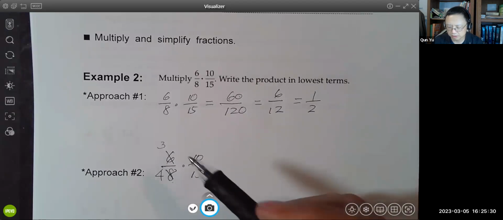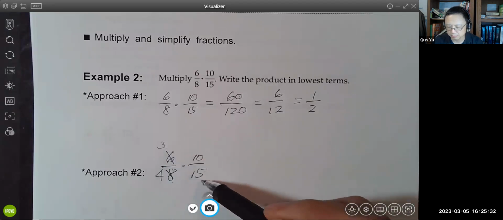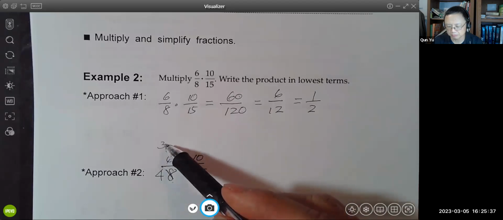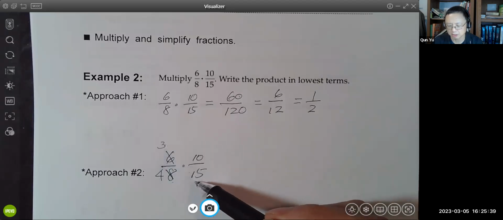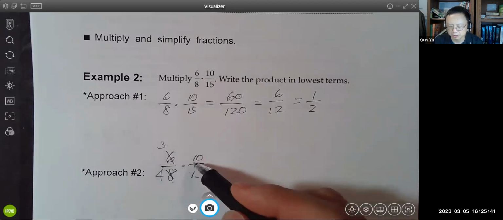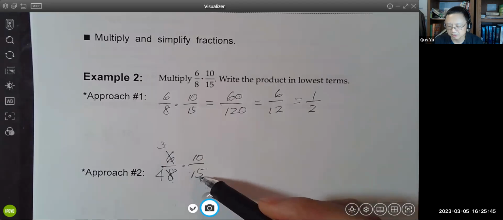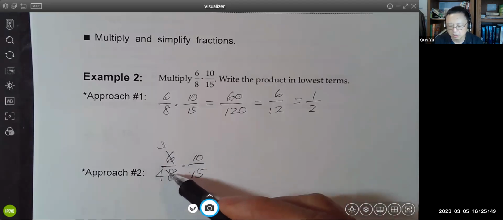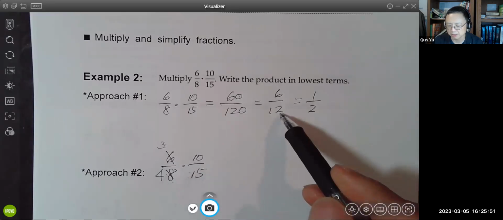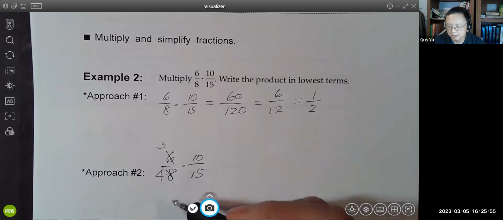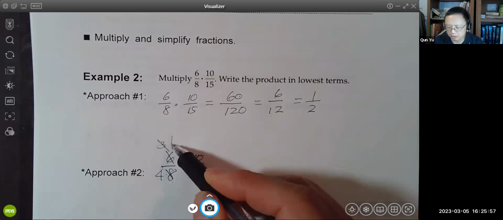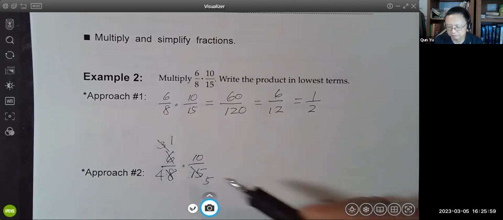Now I can also see the 3 and 15 both can be divided by 3. As long as one number comes from a numerator, the other one comes from a denominator, you can simplify them. It doesn't matter which one belongs to which fraction. This one belongs to this fraction, 15 belongs to the second fraction, it doesn't matter. Divided by 3, I get 1, divided by 3, I get 5.